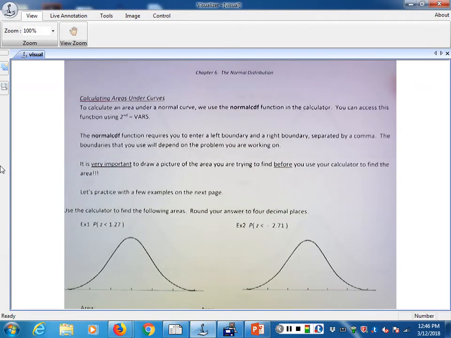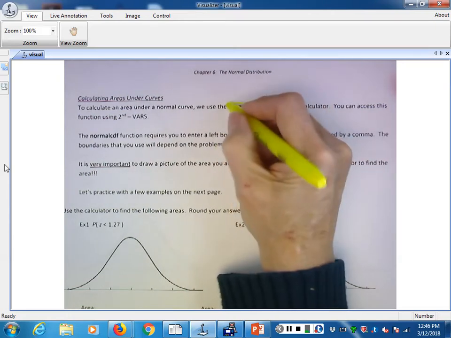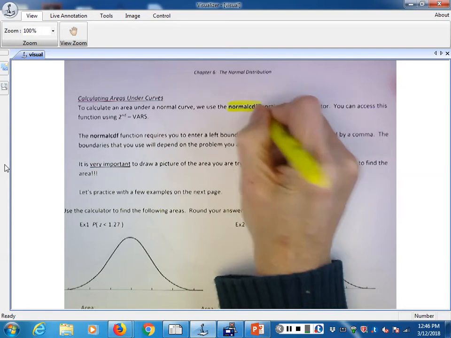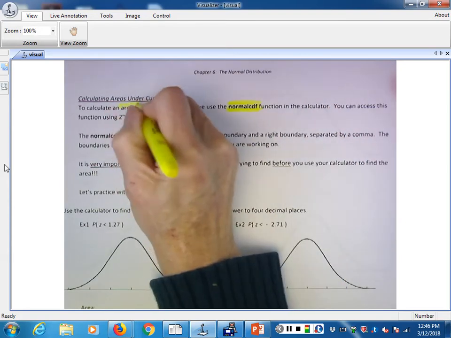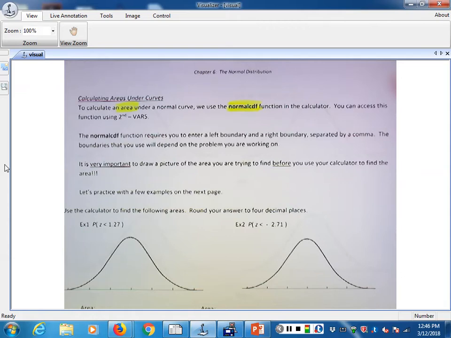So to calculate an area under a normal curve, we're going to use the command on your calculator called normalcdf. And that's to calculate area. You need to associate calculating area or probability with normalcdf. You access this using second bars.